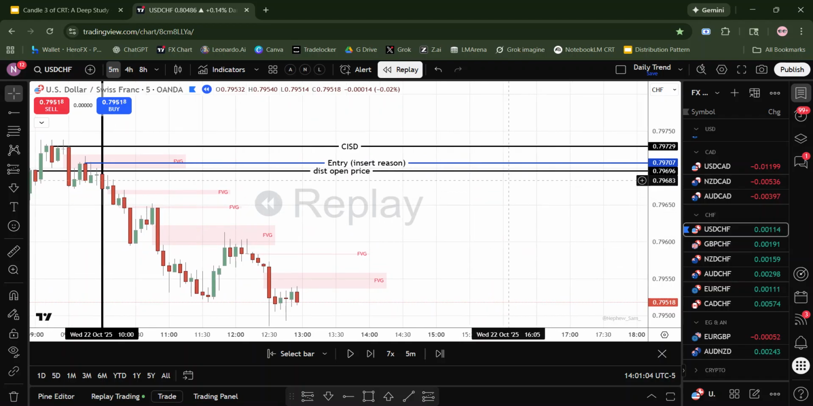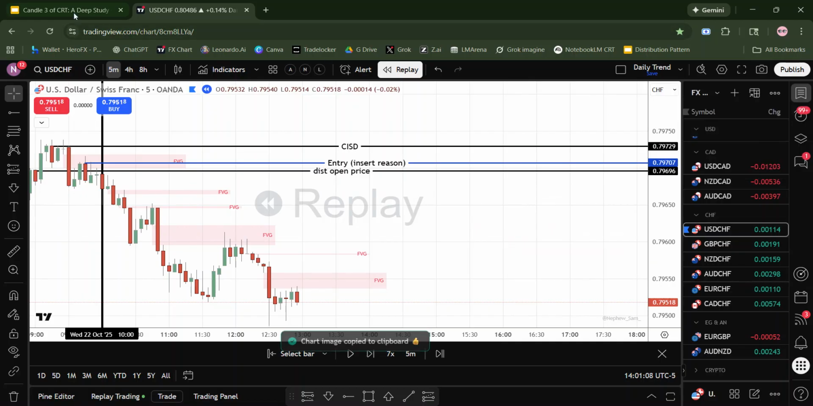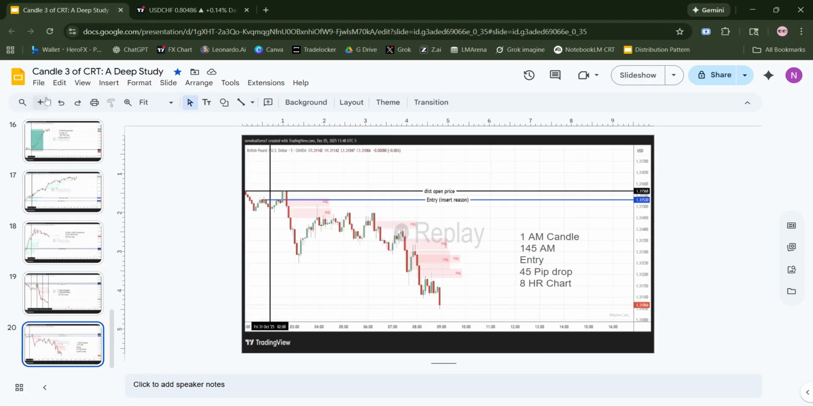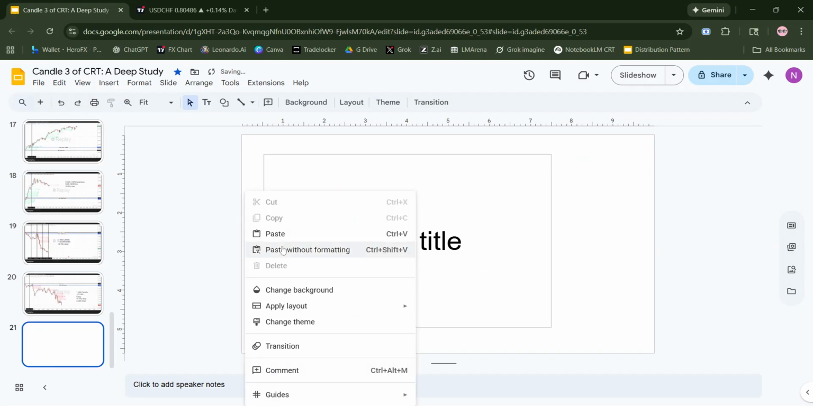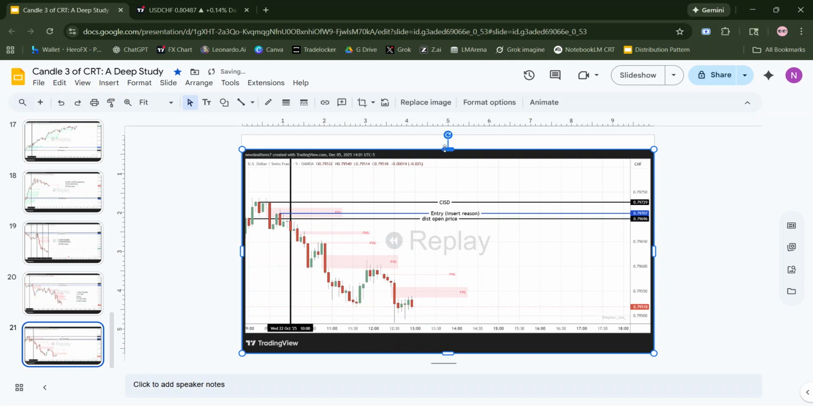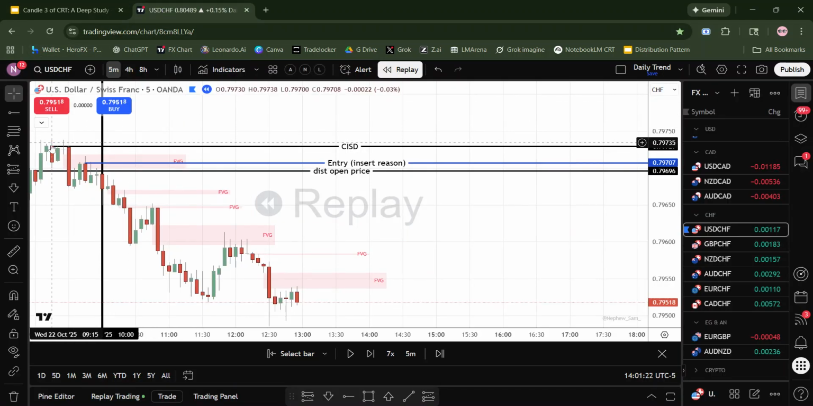So we will take a picture. We'll go to our section of shorts, paste it, and we document, you just document what you see. If you choose to use the change in state of delivery or fair value gap entry, either way, it doesn't matter. But I'm just going to note the entry time. This was at 9:45.